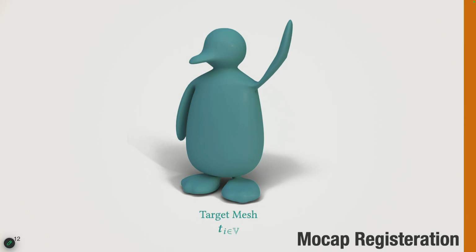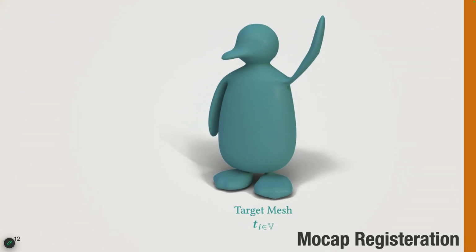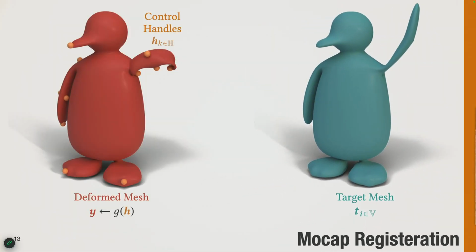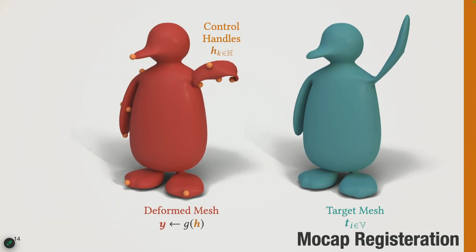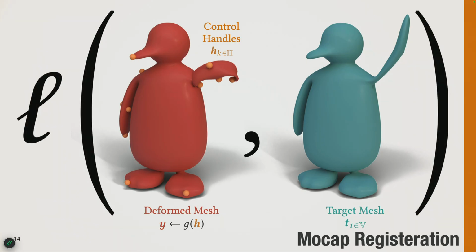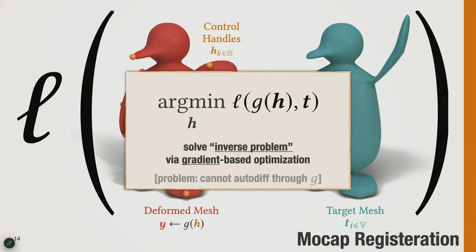And now the problem you're trying to actually solve is you have your original mesh with these deformation handles that you want to sort of register to the other mesh. So the problem you're trying to solve is you want to find the set of control handles that moves this mesh such that it best approximates this target mesh. Okay, I see nods. Good, thank you. The way you can do this is you can specify some sort of difference between these two meshes, so some sort of loss, and then you're going to try to minimize this loss.